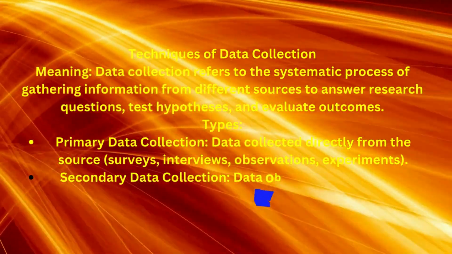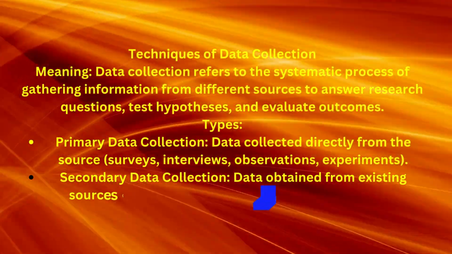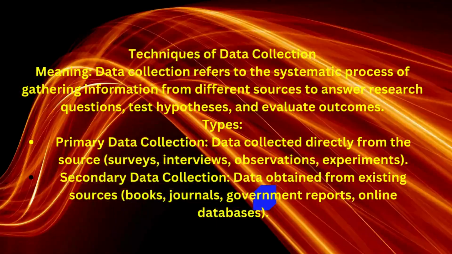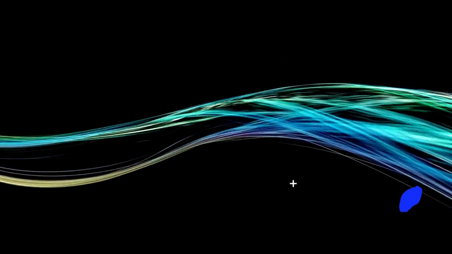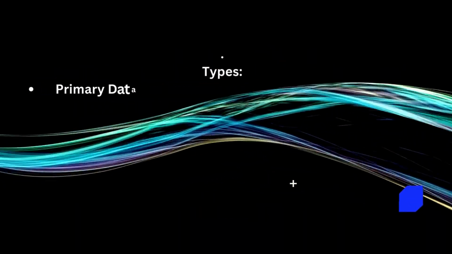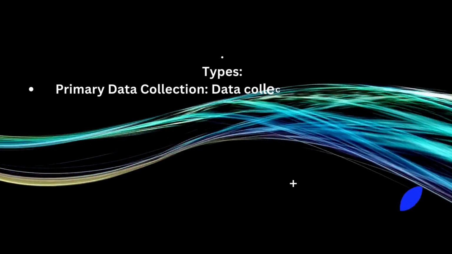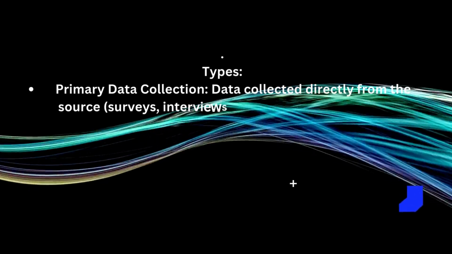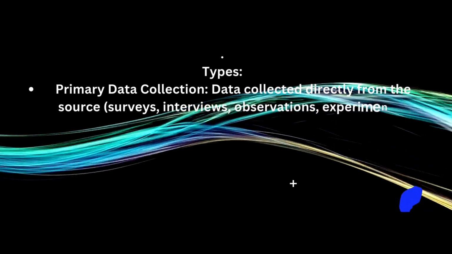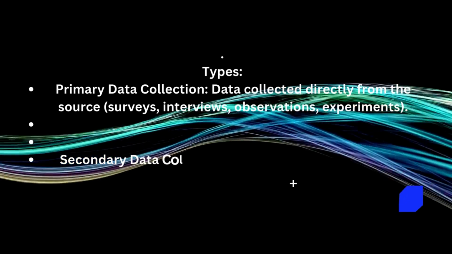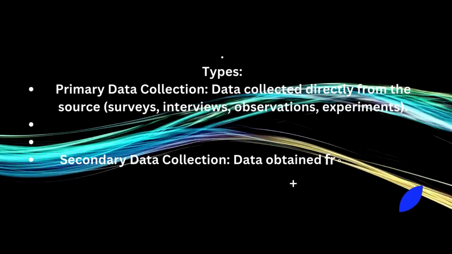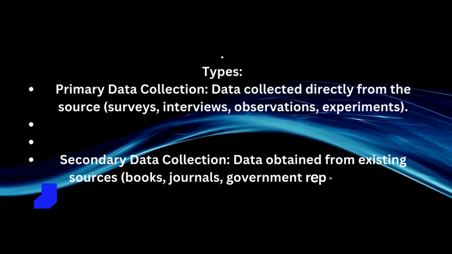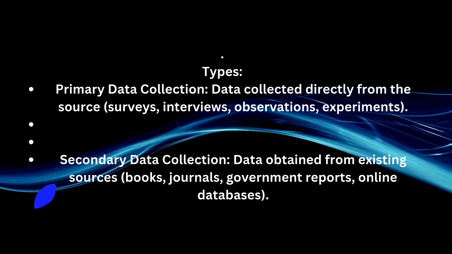In case of primary data collection, data is collected directly from the source: survey, interview, observation, and experiments. You may collect data through the process of survey, interview, observation, and experiment. In case of secondary data collection, data is obtained from existing sources. It may be books, journals, government reports, online databases, etc.